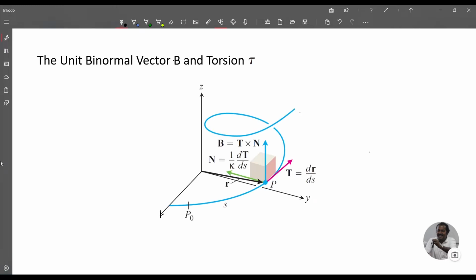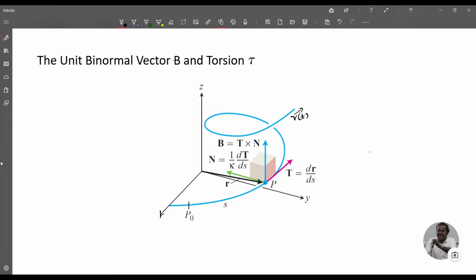Now consider R of t, which is the path of a particle in space. Then at point P, you know the tangent vector T and you know the normal vector N, 1 by kappa dT by ds. Then taking the cross product of N and T, you can see that there exists a vector which is normal to both N and T, which is known as the binormal vector B.